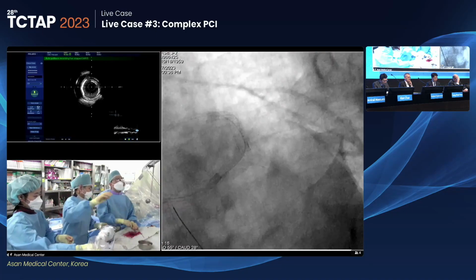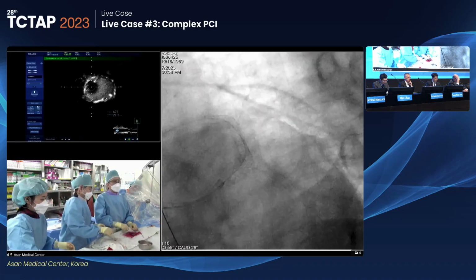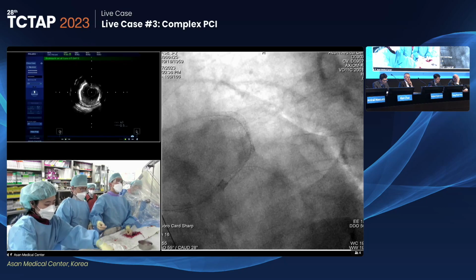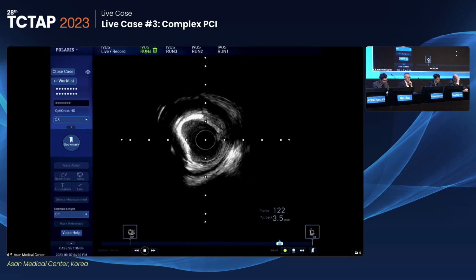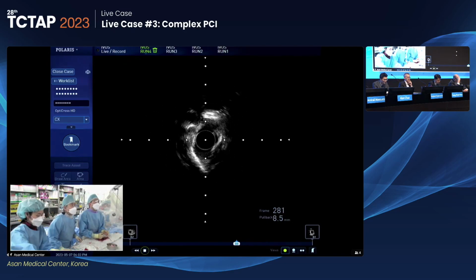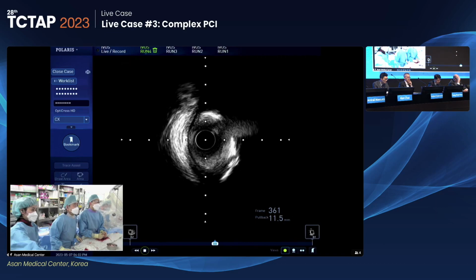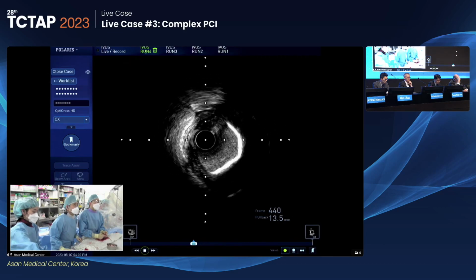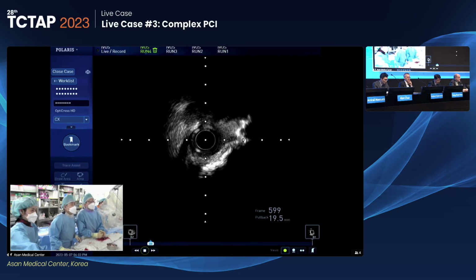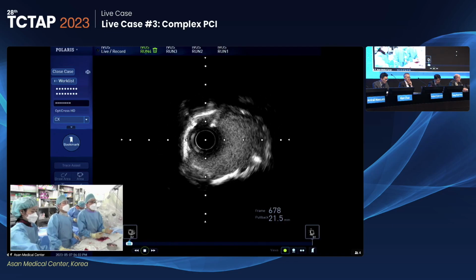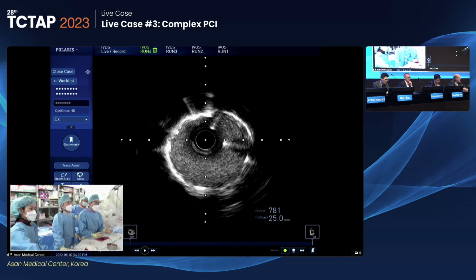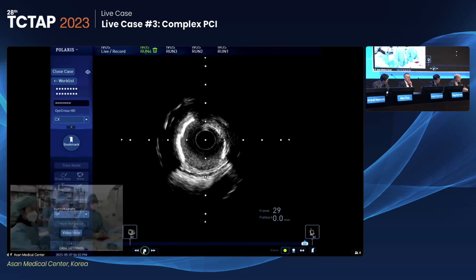Can you please show the pullback of the circumflex again? This is the circumflex pullback. You can see the ring calcification, very heavy plaque burden at the circumflex mid and proximal. And you can see the heavy plaque burden of the calcification. Now I will do my best to open the calcification. Would anybody do atherectomy on these two limbs?